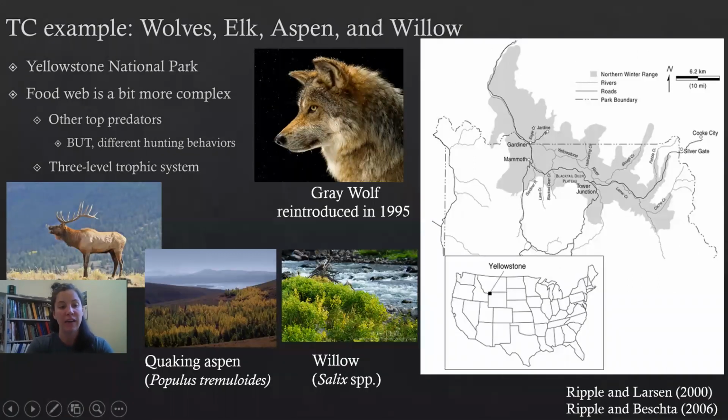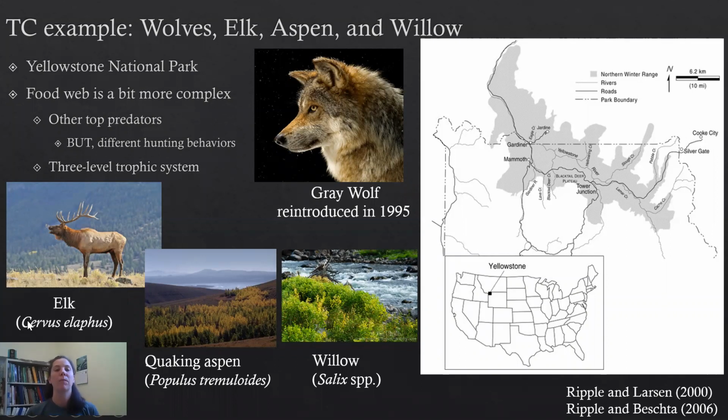All right, let's look at another example involving wolves in Yellowstone National Park. Yellowstone National Park was the first national park established in the United States. It was established in 1872. And the gray wolves existed in the national park until about the late 1800s, when they were basically eradicated through trapping and shooting.